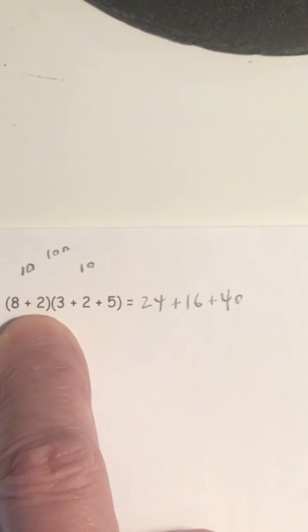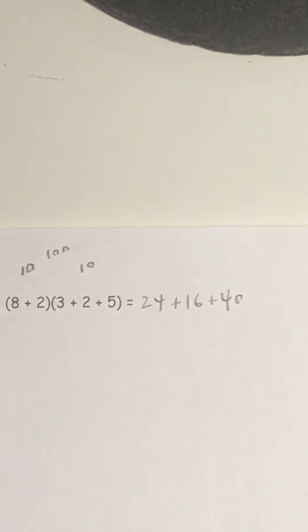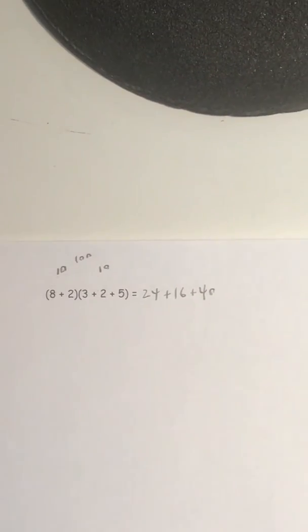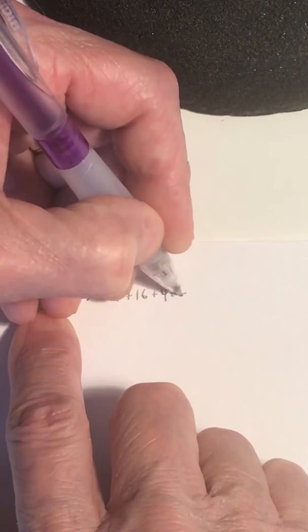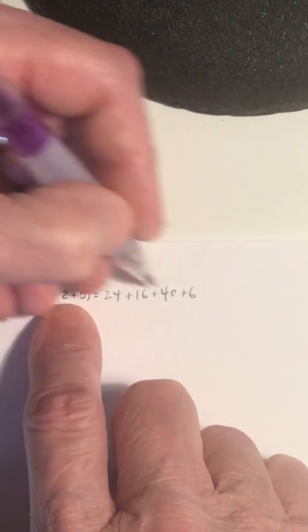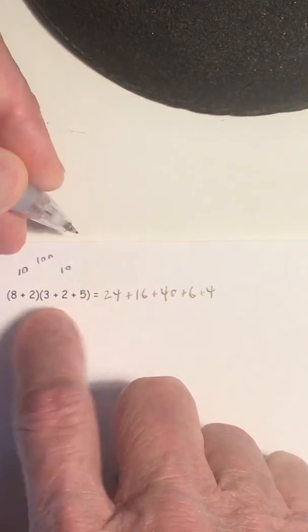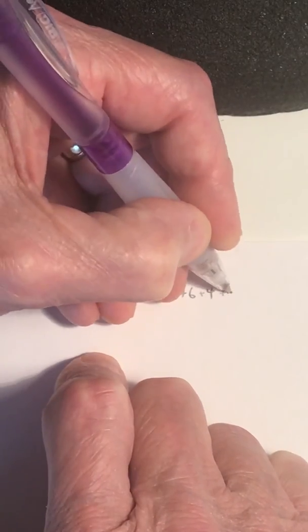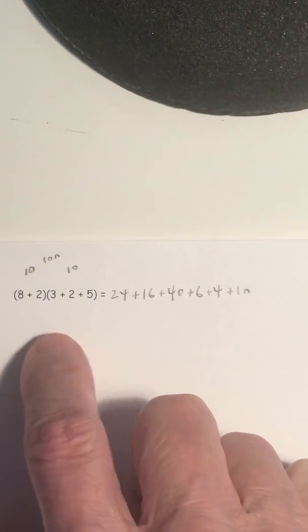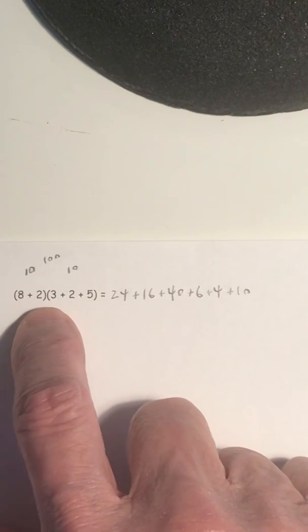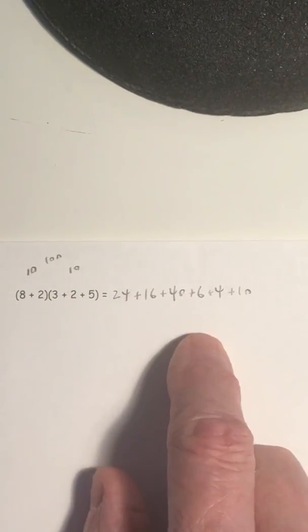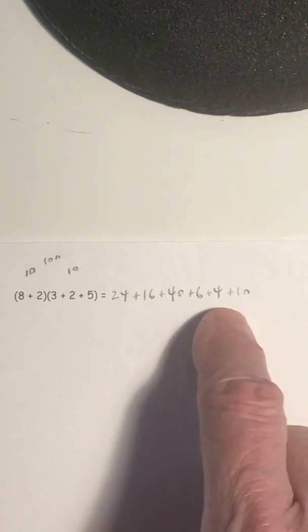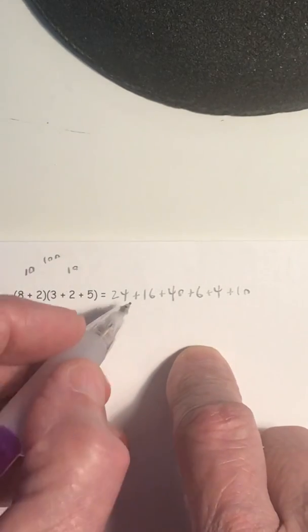Now I do 2 times everything in there. And I'm going to run out of room here in just a second. 2 times 3, 6. 2 times 2, 4. 2 times 5, 10. Well, I've multiplied everything in here by everything in here exactly once. And if this was a bunch of different powers of x, I'd be finished. But since it's numbers, let's add these up, see what happens.